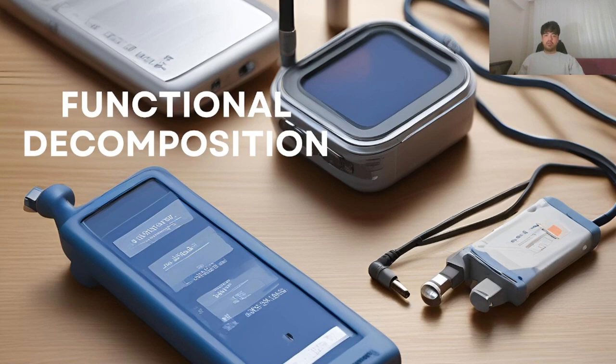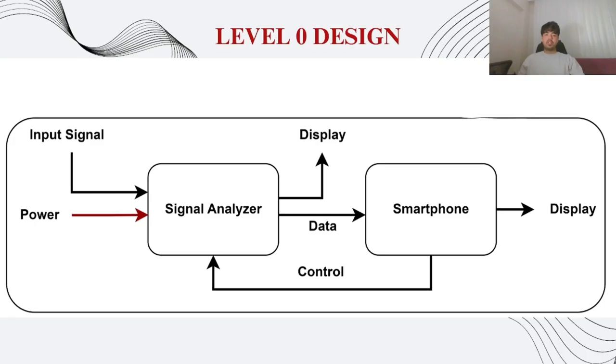A detailed design of the system is given in the functional decomposition section. Let's start with the level 0 design first. It is the simplest version of the system. This block diagram has been established by deciding the inputs and outputs of the signal analyzer and smartphone blocks.